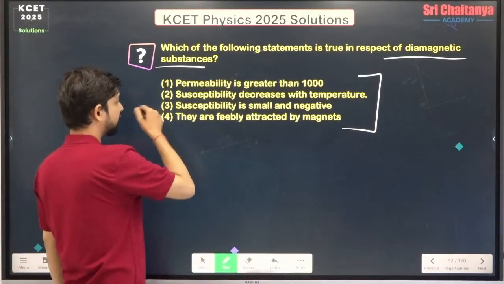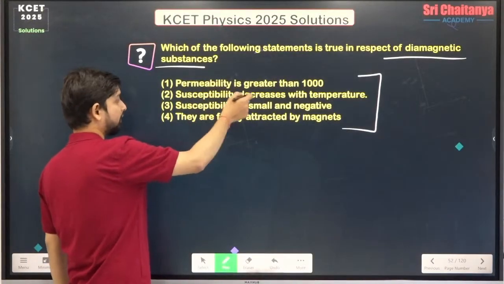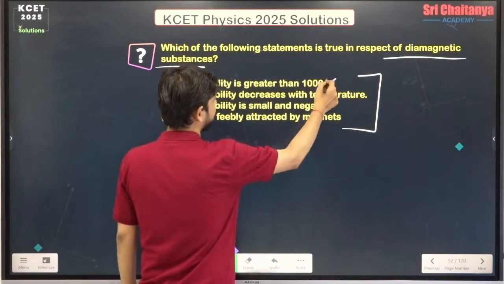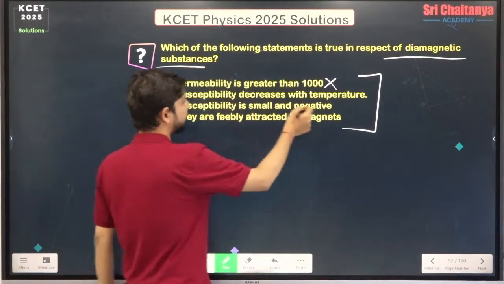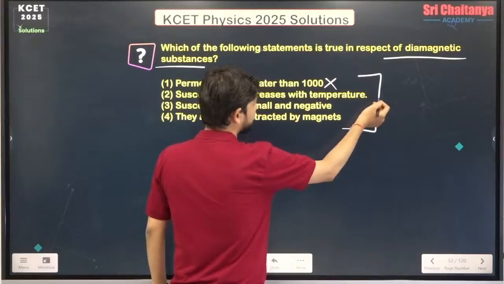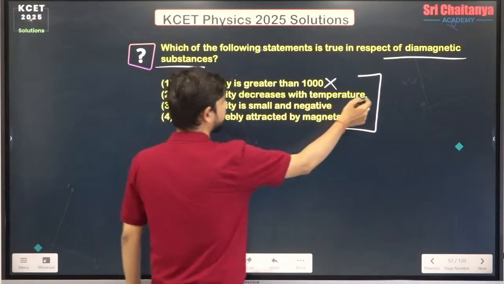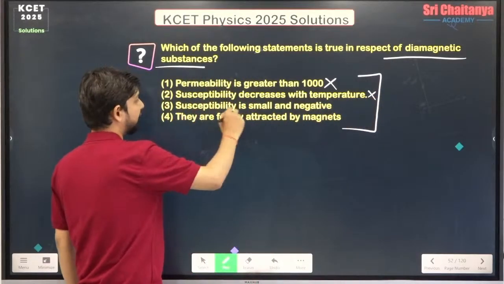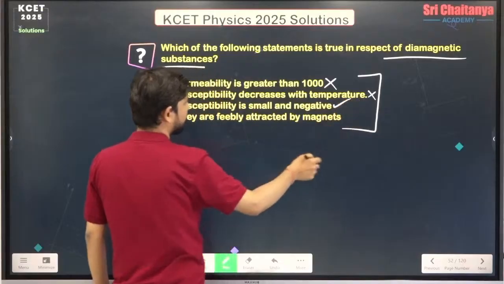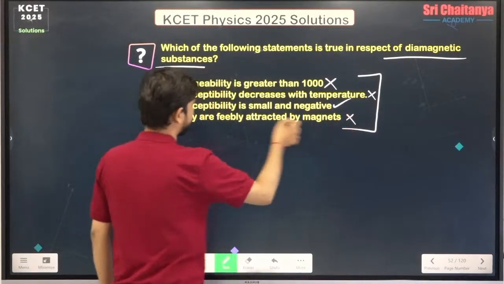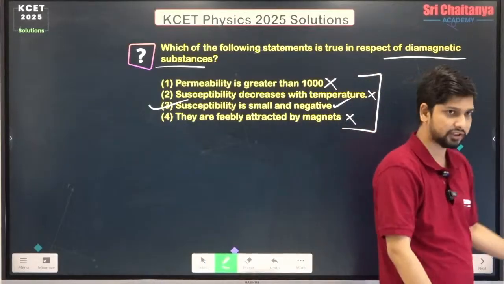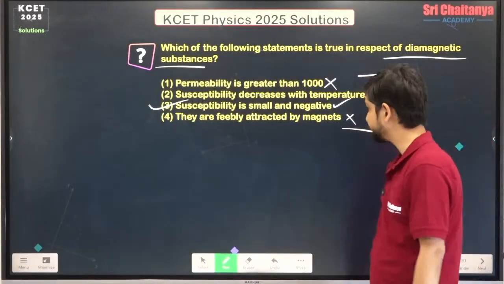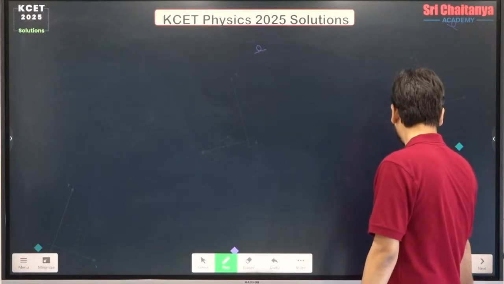So obviously we can say that for diamagnetic material, permeability is not greater than 1000. It's incorrect. Susceptibility decreases with temperature. No, it is also incorrect. Now, susceptibility is small and negative. Yes, it is correct. And they are free. This is also wrong. So the correct statement is the third only. So we can say that this is a direct NCERT based question. Now we are going to move to the next question.